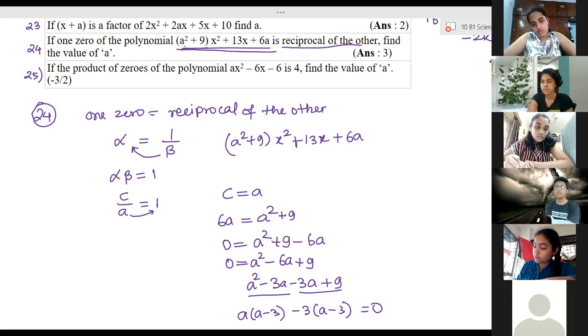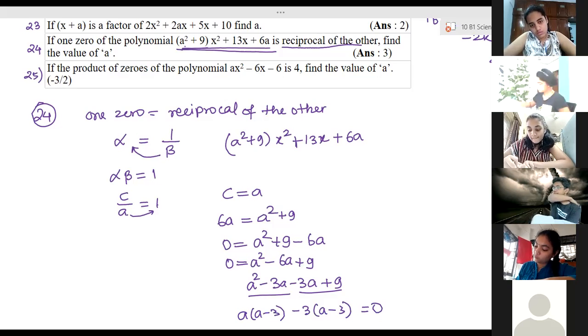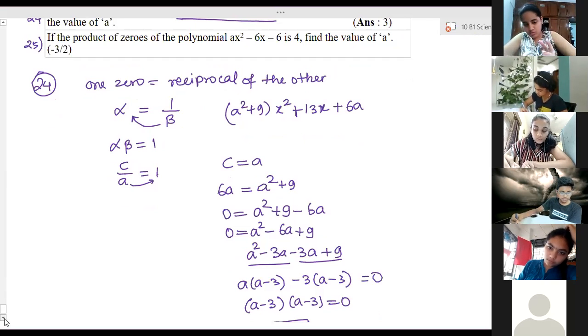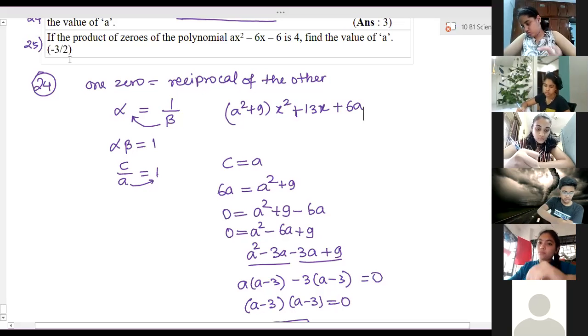Ma'am, I got confused in that. Is A minus 3 by 2? Yes, right. But in the answer it is given 3 by 2. No, it is minus 3 by 2. I've changed it. It is minus 3 by 2. Okay.